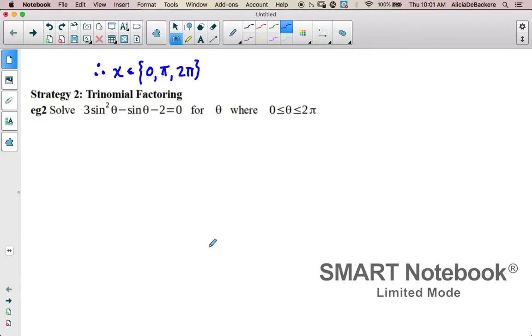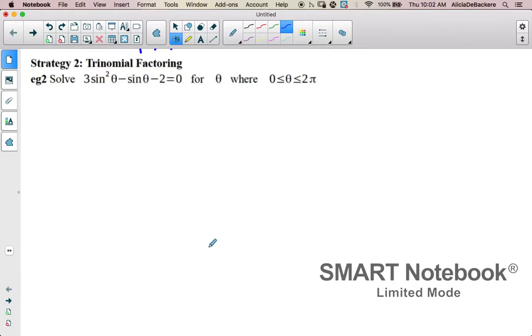All right, strategy 2, trinomial factoring. So I'm going to solve this one here. It's a trinomial. I've got one term, 3 sine squared theta, the second term minus sine theta, and then the third term minus 2. So right away when I see the quadratic, I want to make sure it's set equal to 0, and it is. And now I'm going to try to factor.